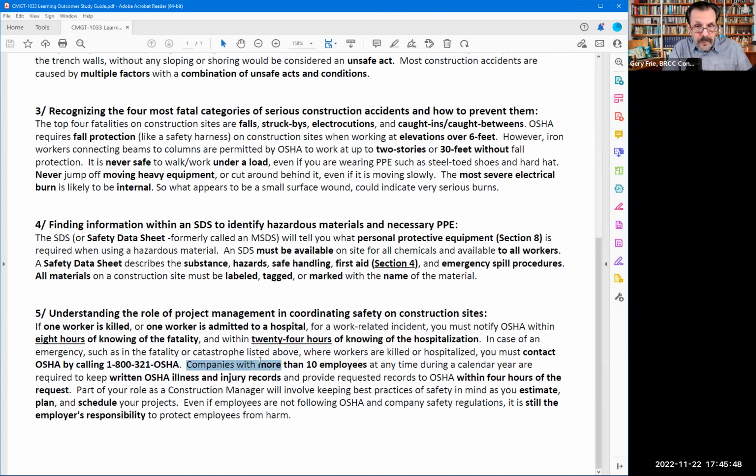Okay, so here's something that I talked about way back at the beginning of this course, but you might not remember it. We have OSHA record keeping requirements, and that's what we're about to get to with topic 23. Companies with more than 10 employees at any time during the previous calendar year or the current calendar year are required to keep written OSHA illness and injury records, and to provide these records when OSHA requests them within 4 hours of their request. For most documents, they'll give you only 4 hours, and they start to wonder if it takes you the whole 4 hours to get them to them.